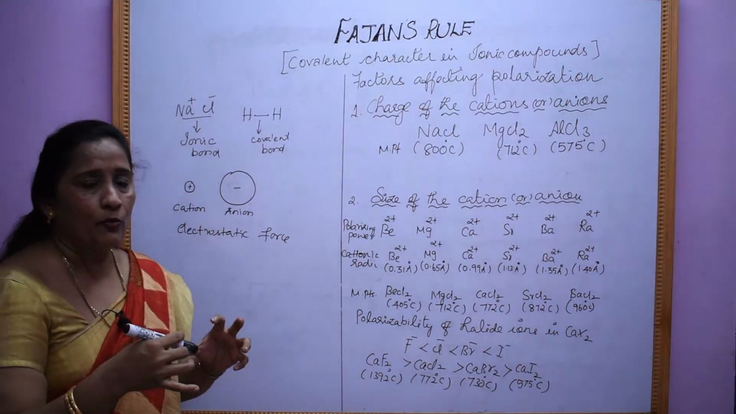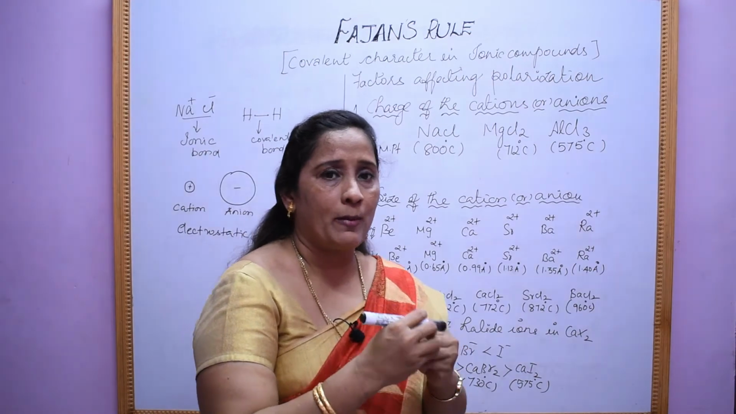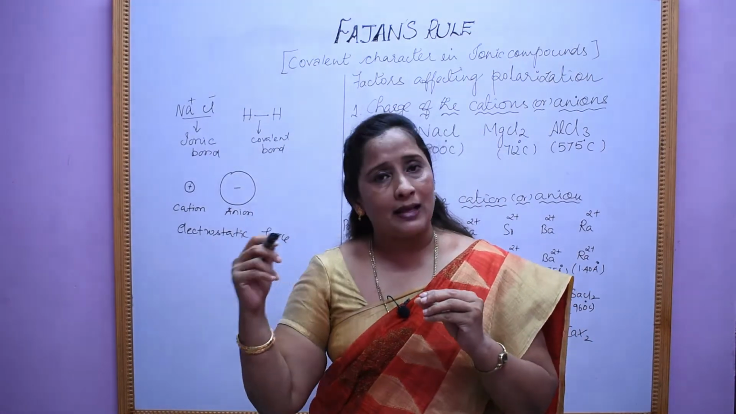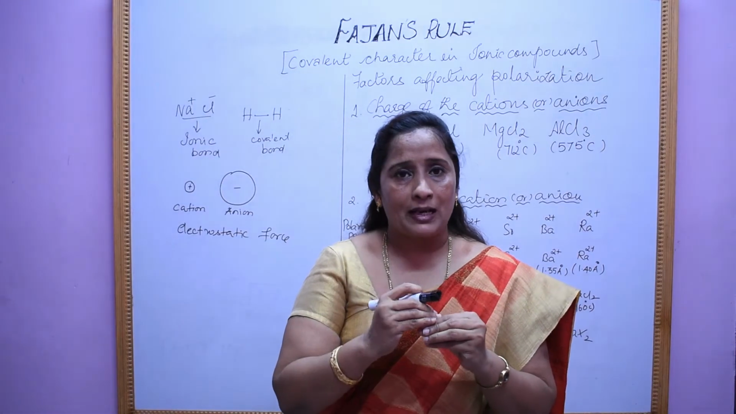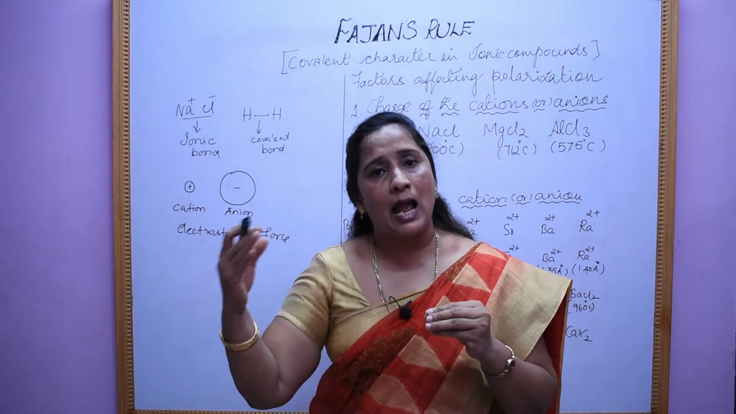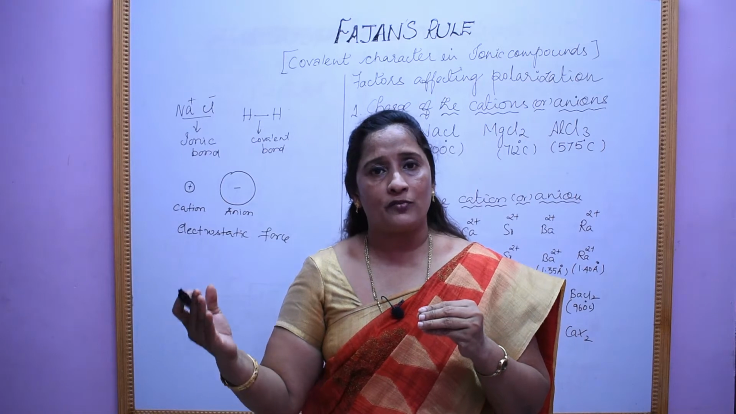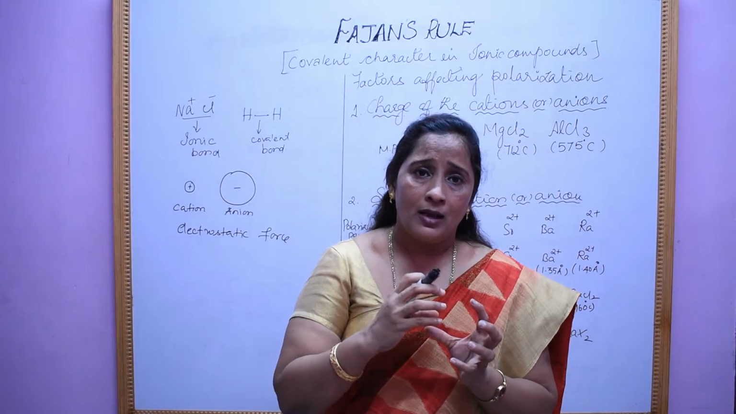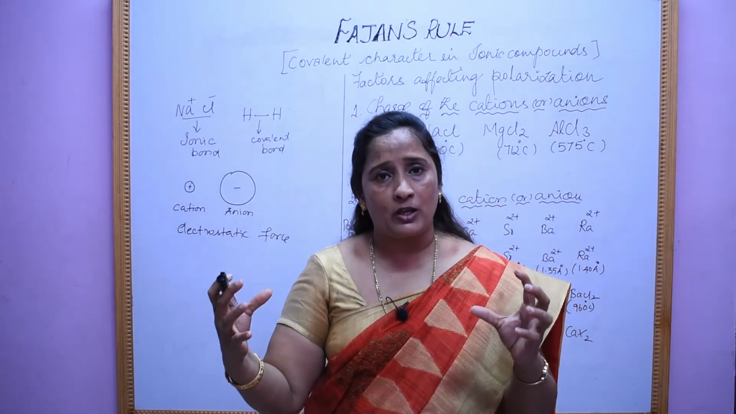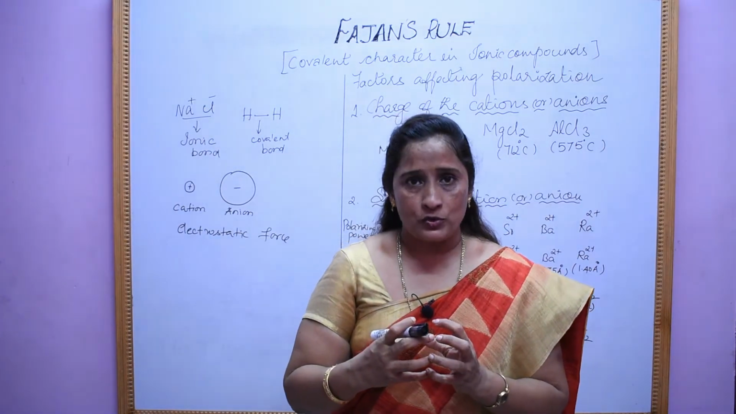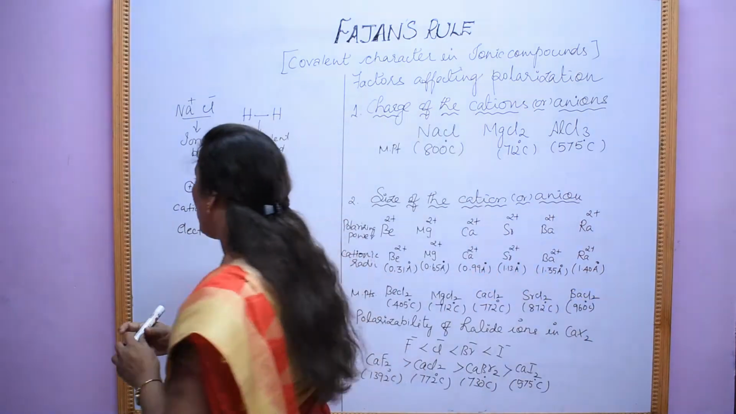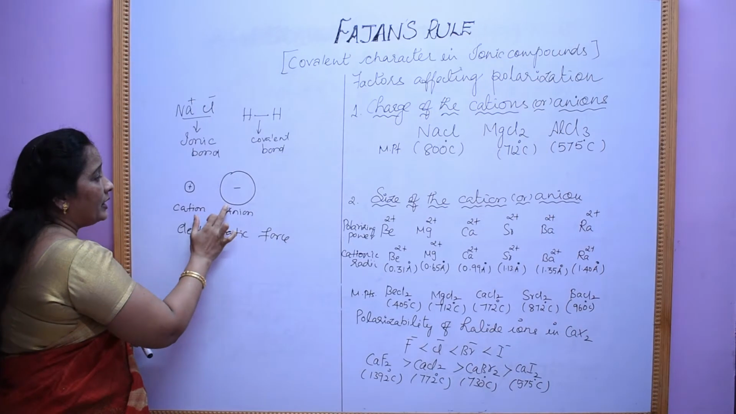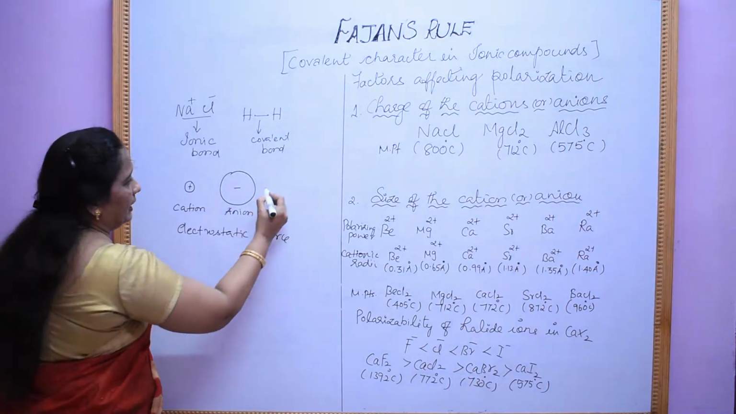There is an attractive force between the positive charge of the metal cation and the electrons, and there is a repulsion between the positive charge of the metal cation and the positive charge of the nucleus of the anion. Because of these attractive and repulsive forces combined, the electron cloud of the anion remains no longer symmetrical.